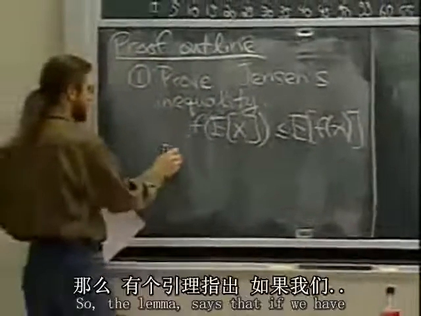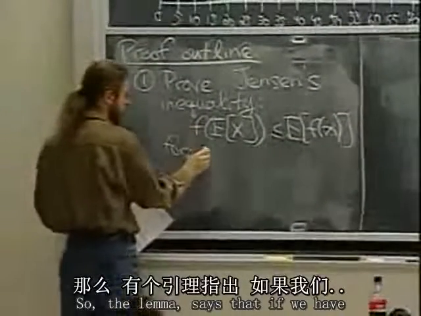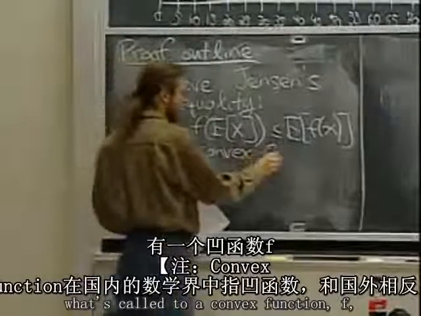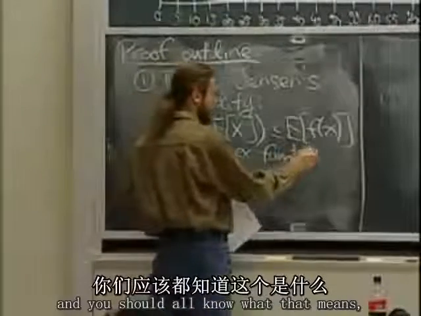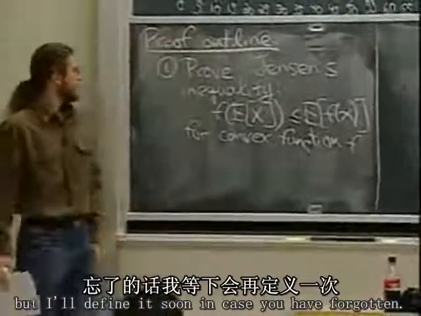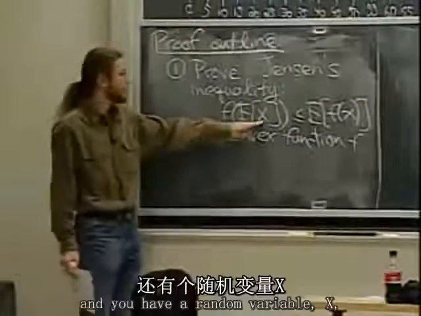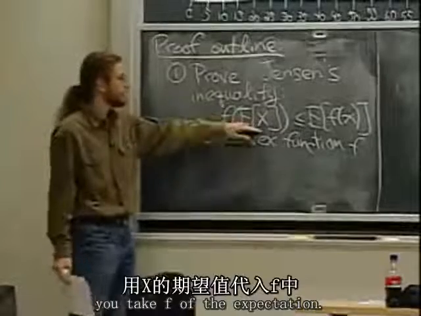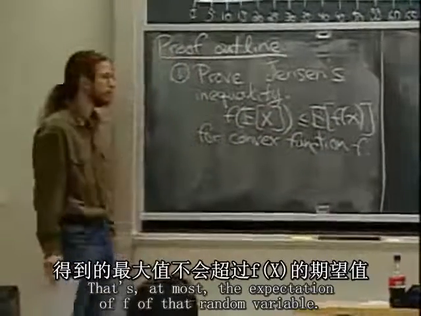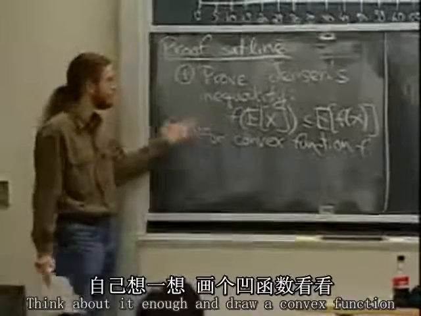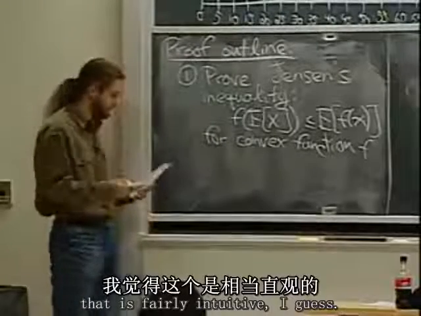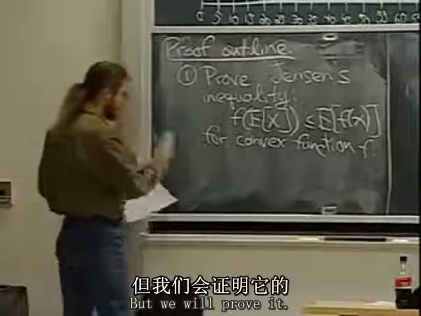So the theorem, or the lemma, says that if we have what's called a convex function f, and you should all know what that means, but I'll define it soon, in case you've forgotten. If you have a convex function f and we have a random variable x, you take f of the expectation, that's at most the expectation of f of that random variable. Okay? Think about it enough and draw convex functions. That is fairly intuitive, I guess. But we'll prove it.